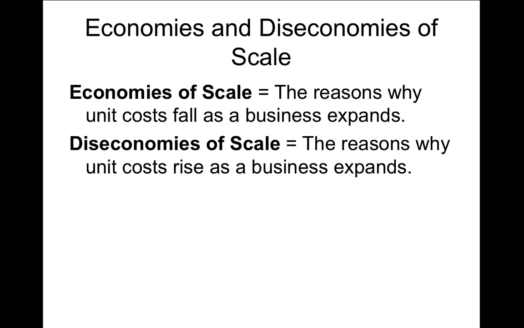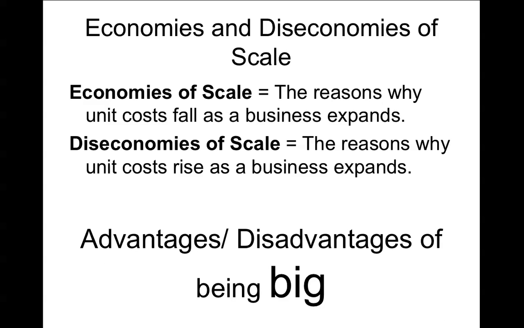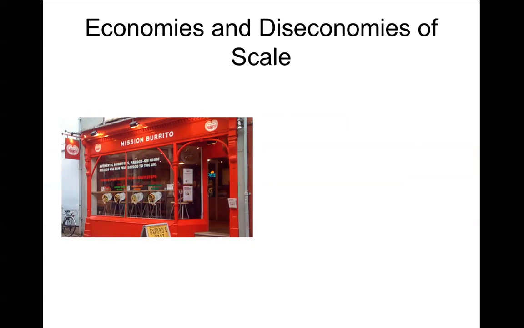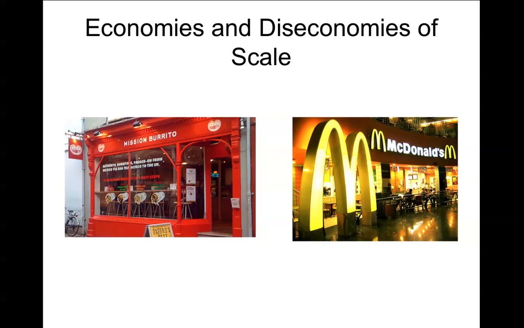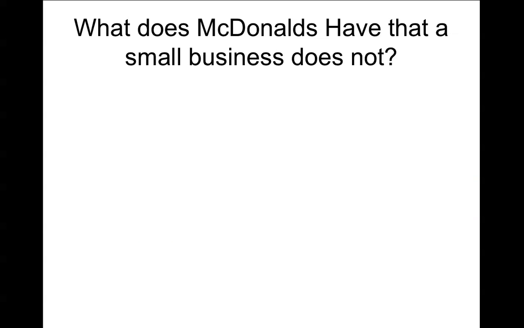Next up, we've got economies and diseconomies of scale. Economies of scale are the reasons why the unit costs fall as a business expands. And diseconomies of scale are the reasons why unit costs rise as a business expands. This is really just a fancy way of saying that you have advantages or disadvantages of being big as a business. So let's think about this for a second. Let's think about two different businesses. Oh, surprise. The Mission Burrito in Oxford, small business, versus McDonald's. So my question is, what kinds of advantages does McDonald's have that the Mission Burrito would not?